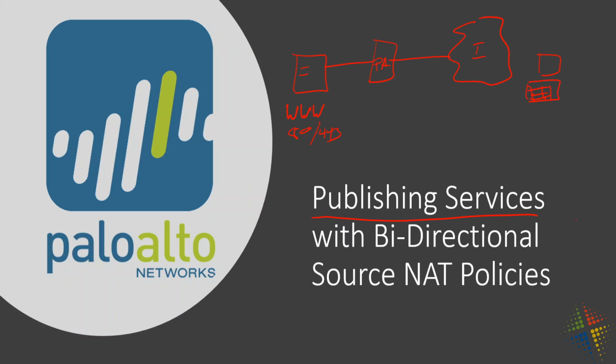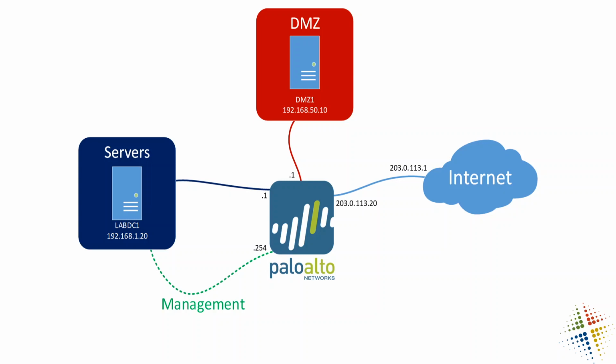Now we're going to be doing this by using a source NAT policy, which we are somewhat familiar with as far as allowing people to get out to the internet. But specifically, we're going to be doing this as a bi-directional source NAT policy, which allows traffic to come back the other way. So let's look at how this would look in our environment.